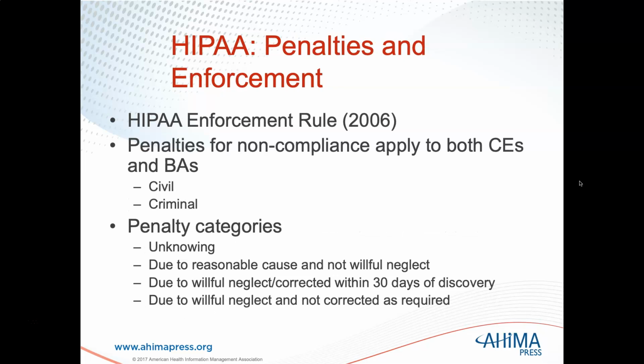There are lots of penalties and enforcement activities. And again, remember we talked about how there can be both a criminal aspect as well as a civil aspect. And there are some categories. There's unknowing, there's due to reasonable cause and not willful neglect, there's due to willful neglect that was corrected within 30 days of discovery, and then there's due to willful neglect that was not corrected as required. So you have several there.